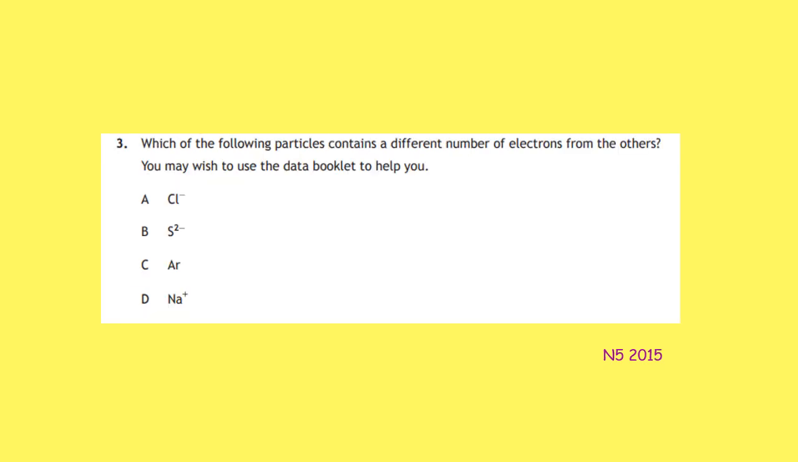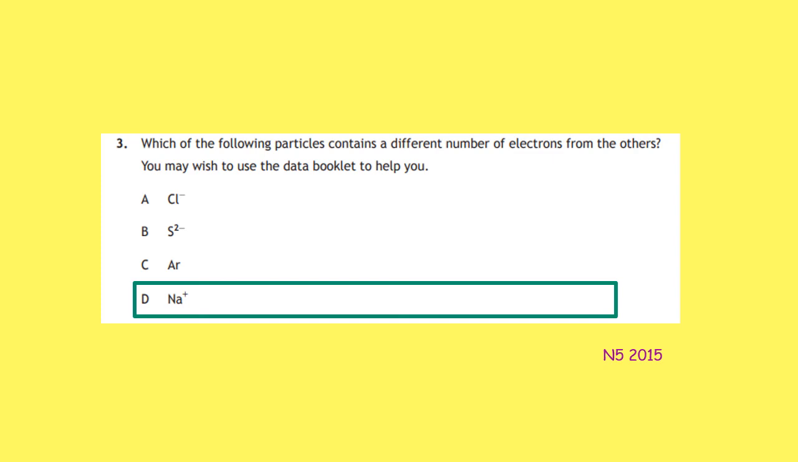We have got a final question here, I think. Which of the following particles contains a different number of electrons from the others? So for this one, you need to look at the electron arrangements of the atom and then see what will happen to them when they form ions. Now for this one, the answer is sodium. Because sodium will have an electron arrangement that matches neon, whereas chlorine and sulfur, when they form ions, have an electron arrangement that matches argon.